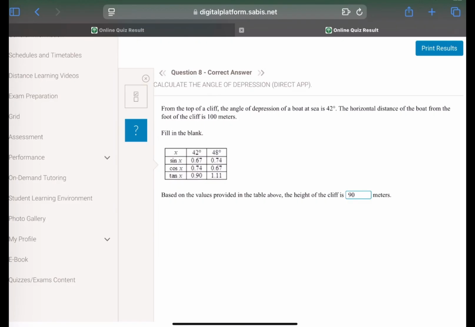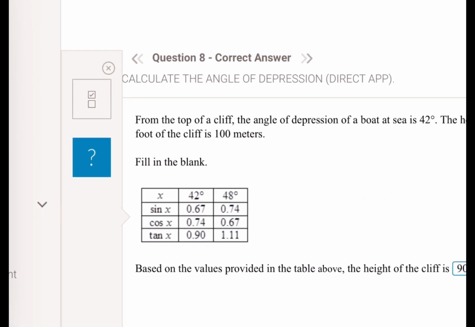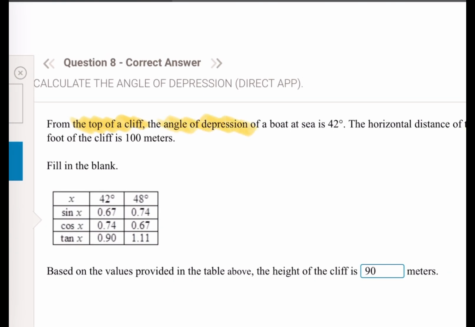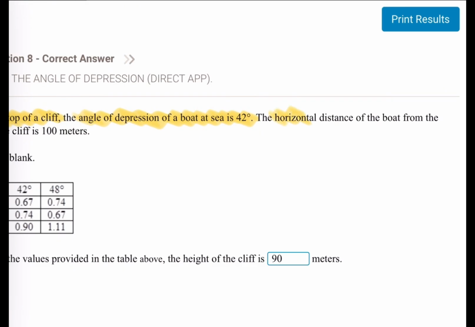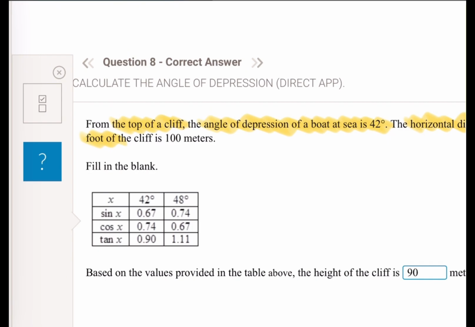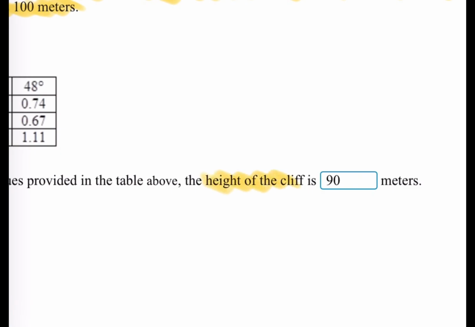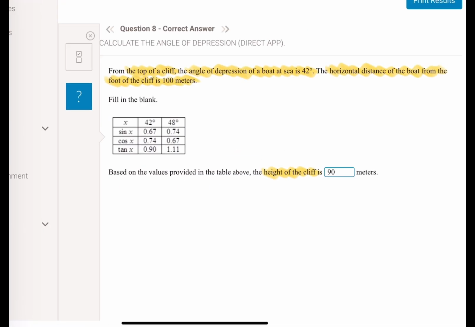Okay, so here they're telling us that from the top of a cliff, the angle of depression of a boat at sea is 42 degrees, and that the horizontal distance of the boat from the foot of the cliff is 100 meters, and they're asking us to find the height of the cliff. Okay, so we're gonna start by drawing the cliff, which is a vertical line here, and we're gonna call it C.